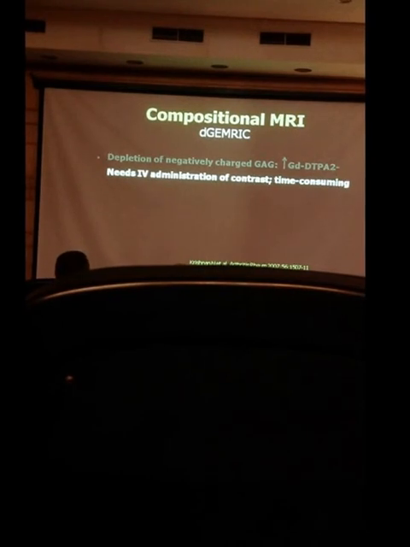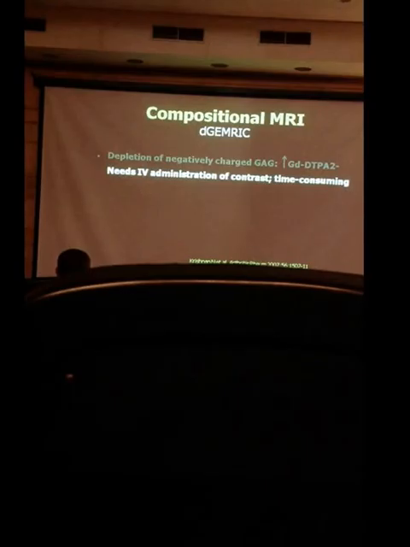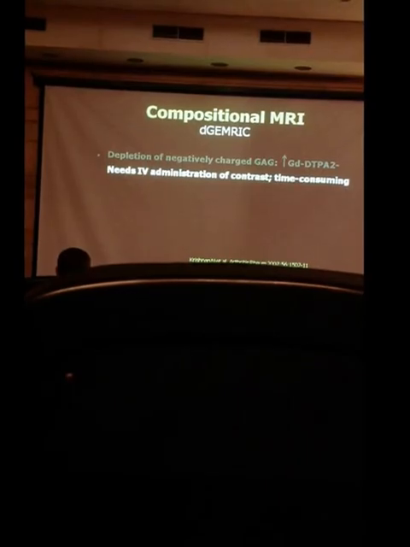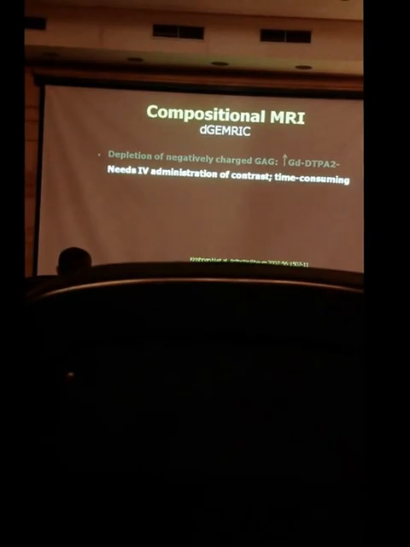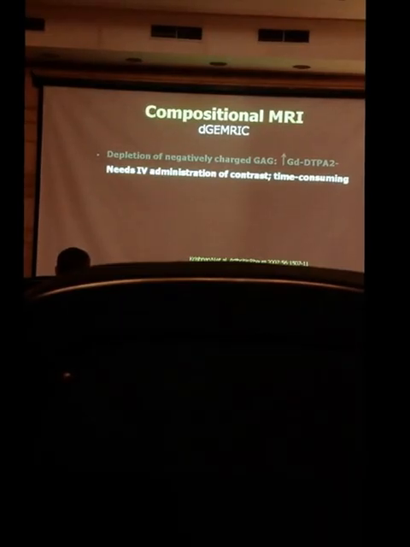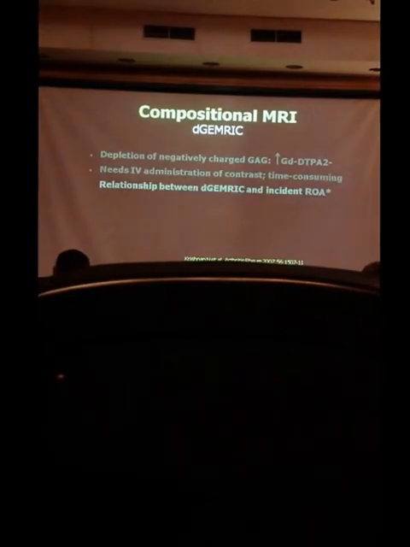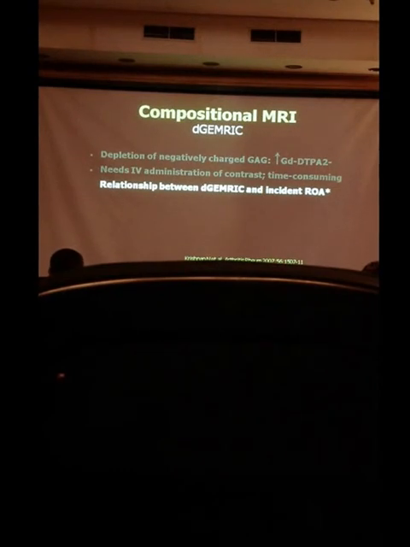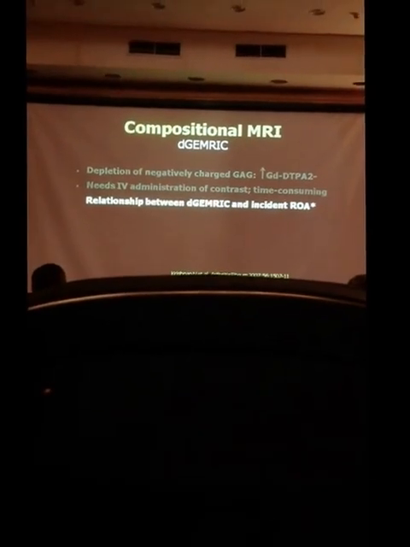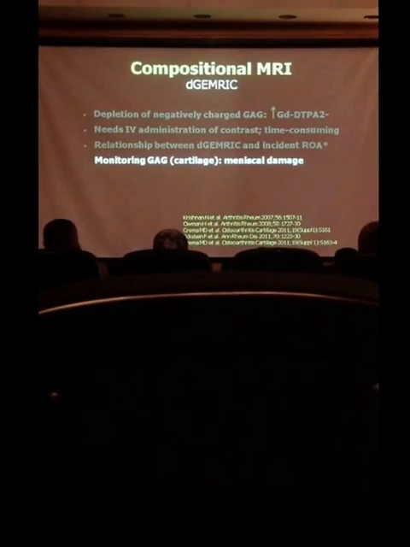We need intravenous contrast administration, and this gadolinium, because it's charged negatively, will occupy areas within the matrix where the proteoglycan content is low, because GAG is also negatively charged. So where we see this gadolinium entering cartilage is areas of early degeneration, of low proteoglycan content. It was shown a relationship between the dGEMRIC and incident radiographic osteoarthritis, but this is a paper with, I can say, several limitations. I just put it here for our information.